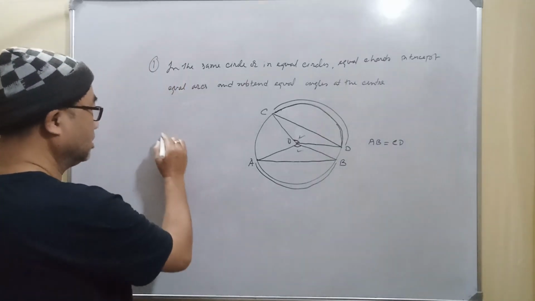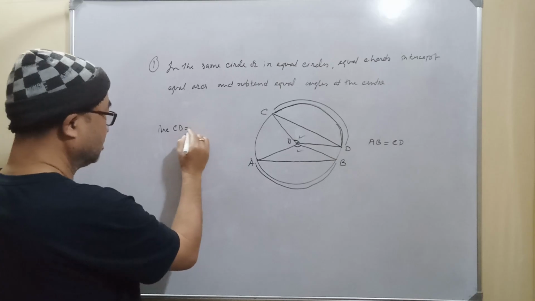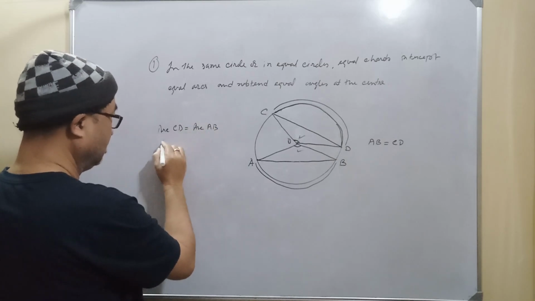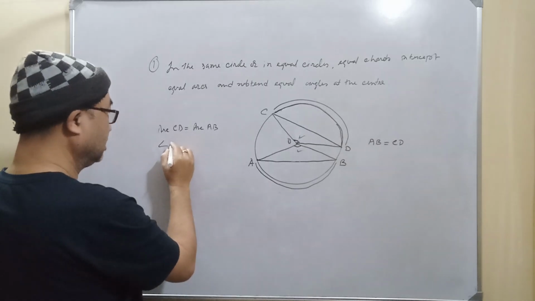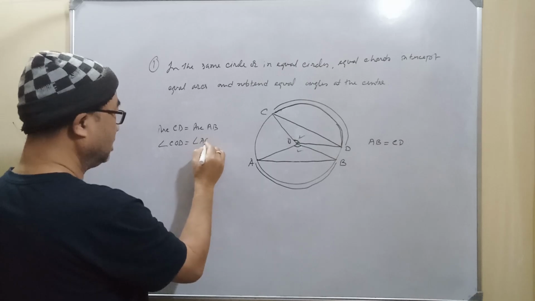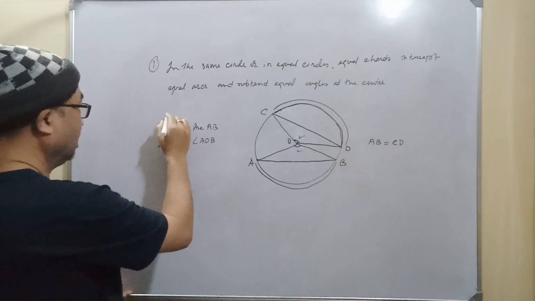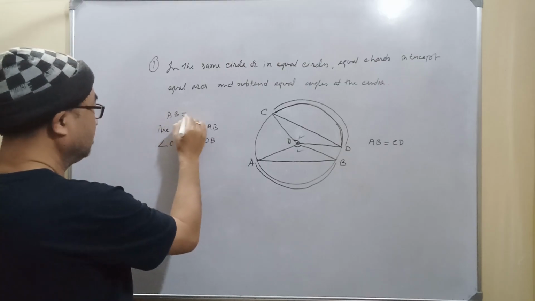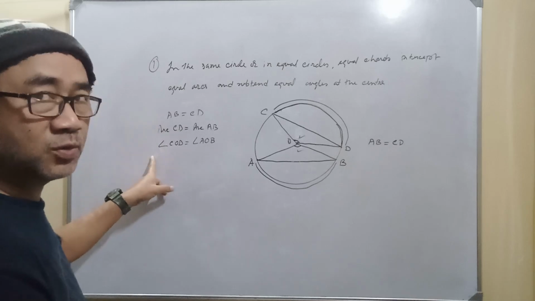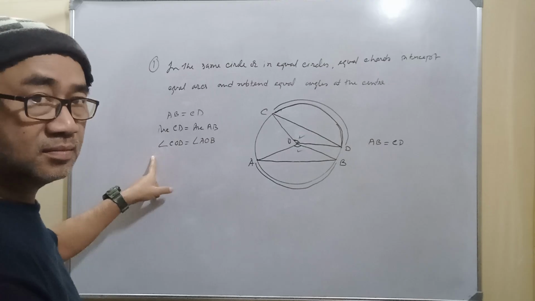So arc CD is equal to arc AB, and angle COD is equal to angle AOB, and AB is equal to CD. So this is a property. You don't have to prove it, but you have to remember it. Okay?